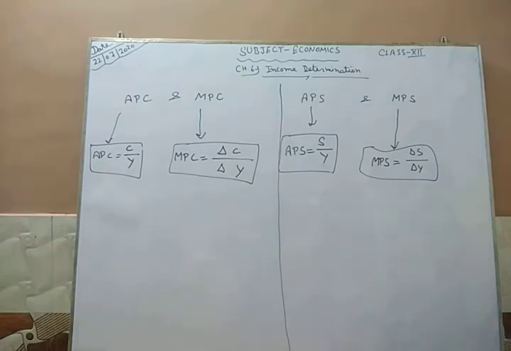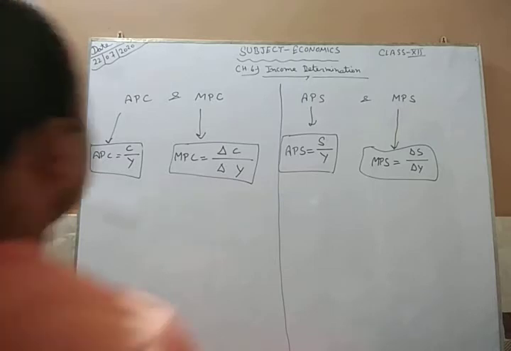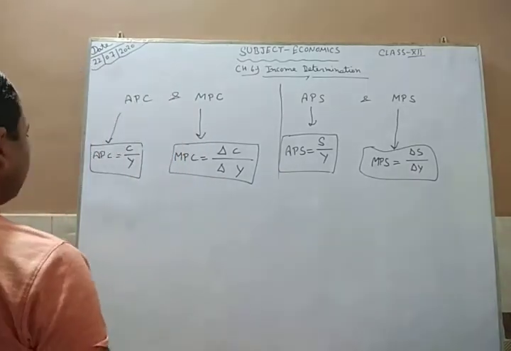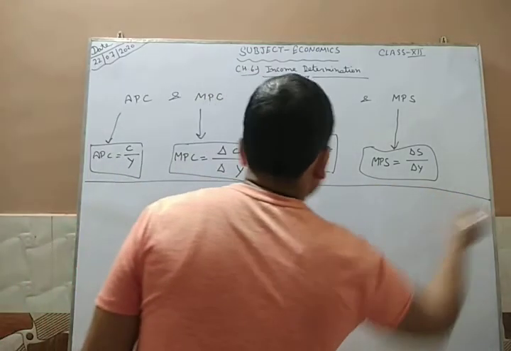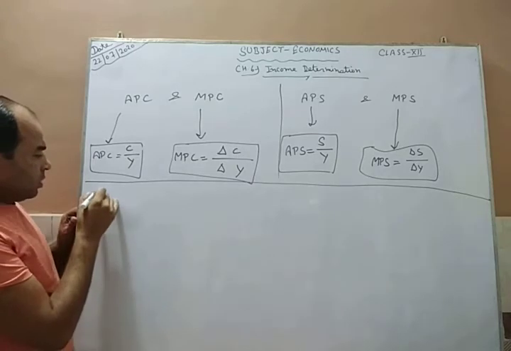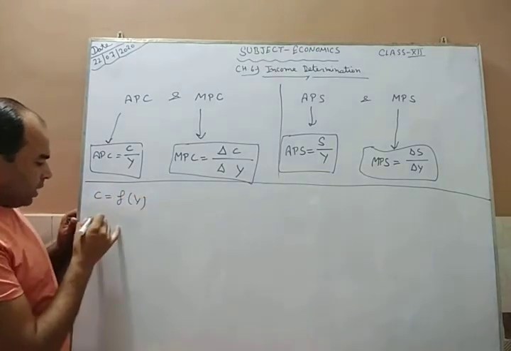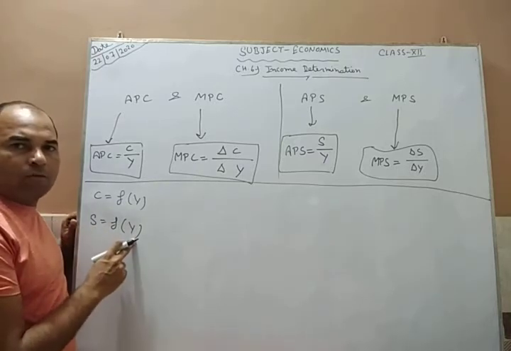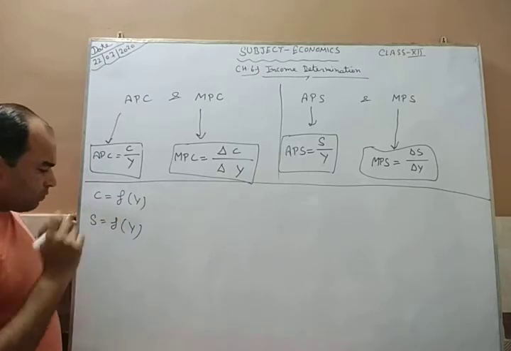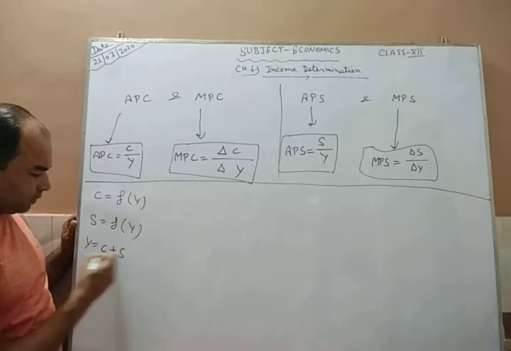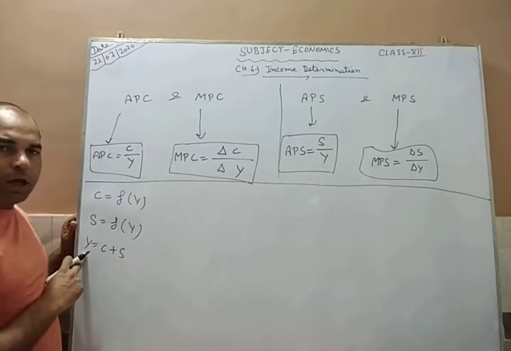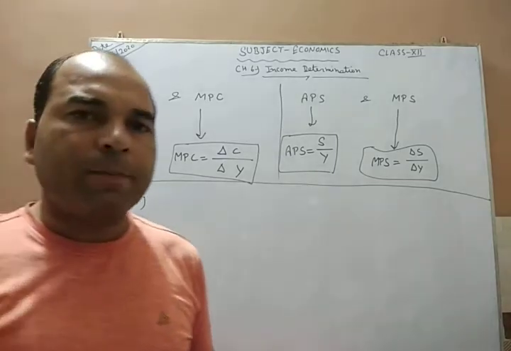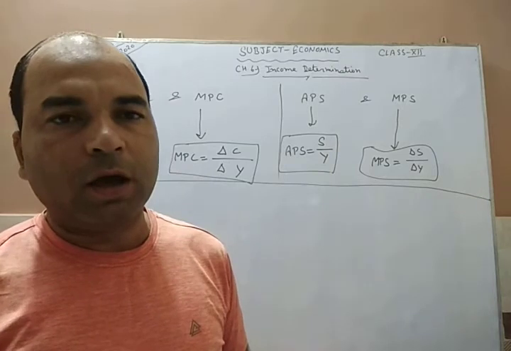Now we can explain the relationship between APC, APS, MPC and MPS. So students, for the relationship of both of them, you can recall that consumption is a function of income and saving is also a function of income Y. Consumption and saving both have a functional relationship with income. One more thing, Y is equal to C plus S. Y for income. Income goes either to consumption or to saving. Total income का क्या करते हैं भी, या तो हम consume कर जाते हैं अपने day by day expenses पे या उसको save कर लेते हैं. This is clear to students.